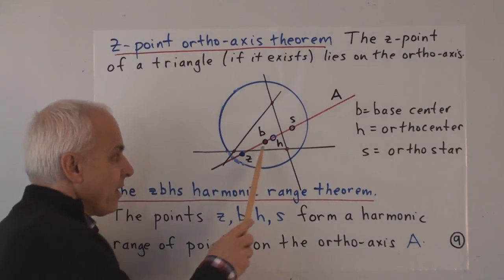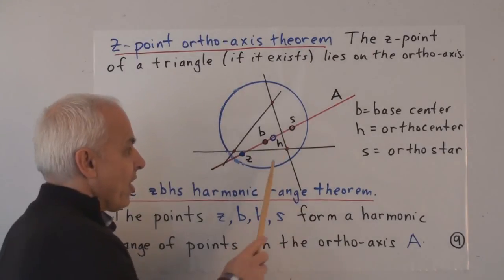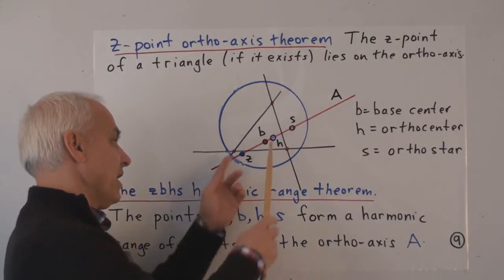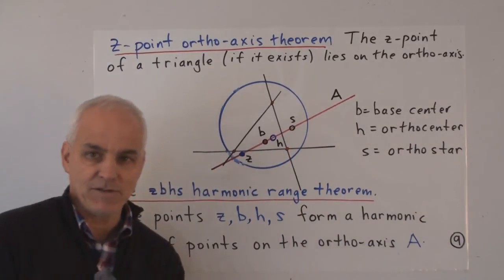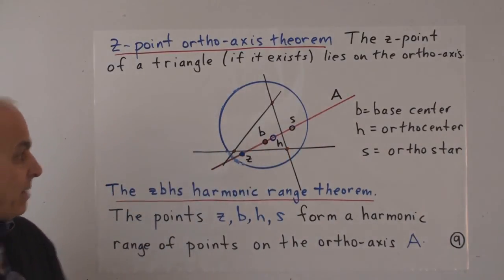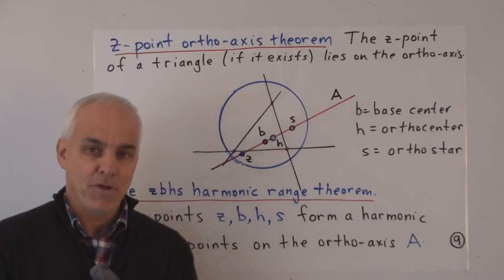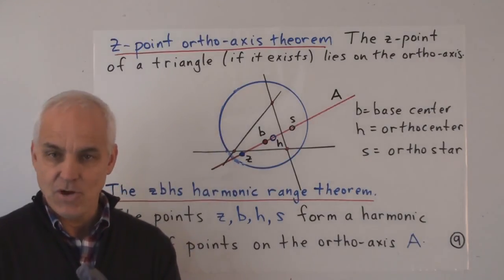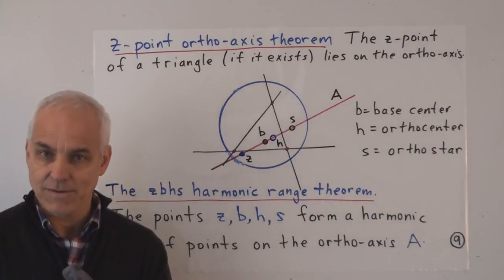So in other words, B and S are harmonic conjugates with respect to Z and H. Or Z and H are harmonic conjugates with respect to B and S. In particular, if you know 3 of them, you can calculate purely with the straight edge where the 4th one must be.